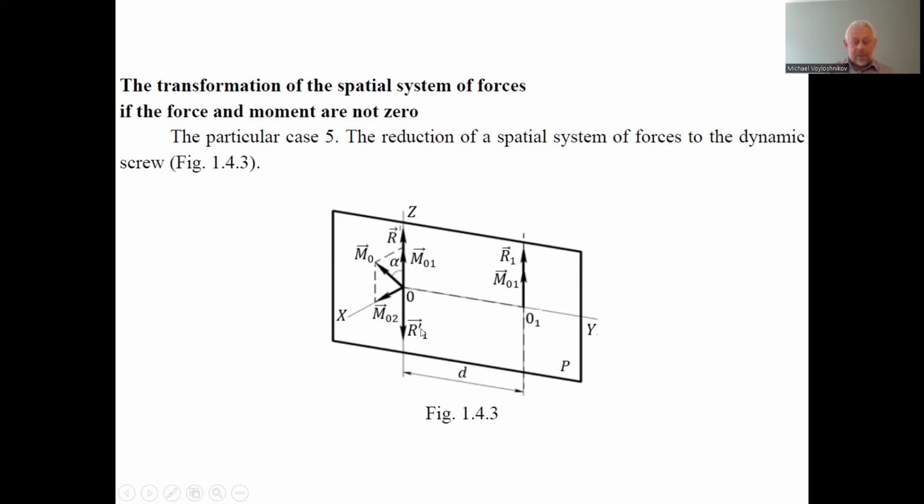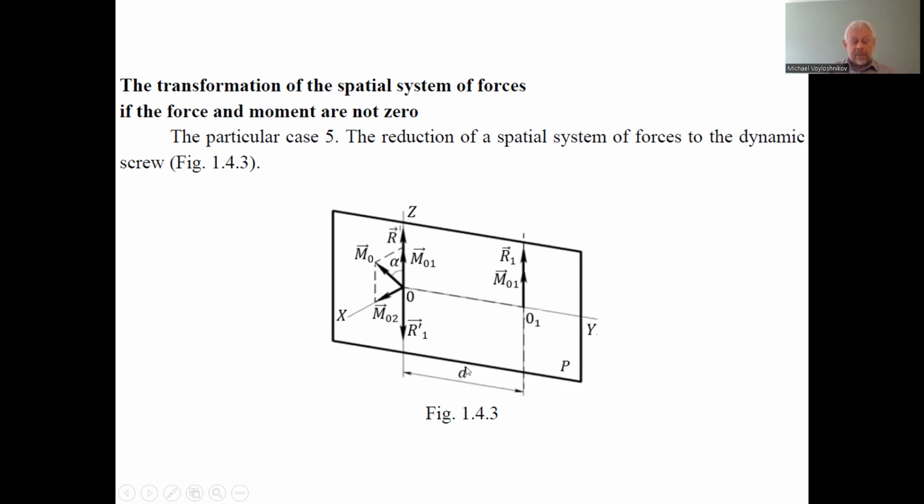This R stroke 1 we deliberately choose to be equal in size to the resultant R. So this is a balanced system of forces. That's why only one force remains, R1, and as well there remains the projection on the axis 0z of the main moment. This is M01, and this is a free vector. We can move the moment vector to any point of space. So we move it to the new point of application of the force R1.